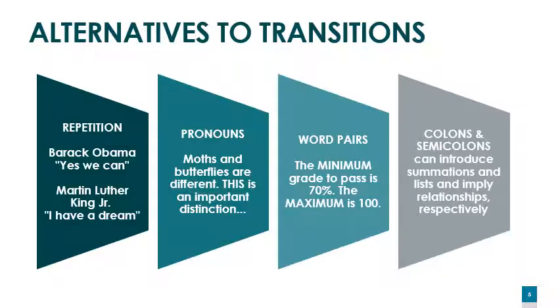In terms of word pairs, we might see something like minimum and maximum used. The minimum grade to pass is 70%. The maximum is 100. When we see these types of word pairs, these are binary pairs that show opposites, we often expect to see maximum after we've seen the word minimum, and we implicitly connect them. This helps the reader, without a transition word traditionally, be able to connect the idea of the minimum grade to the maximum grade.